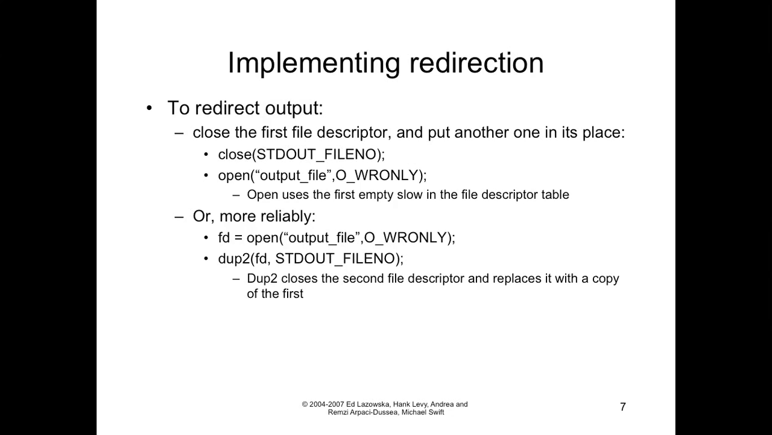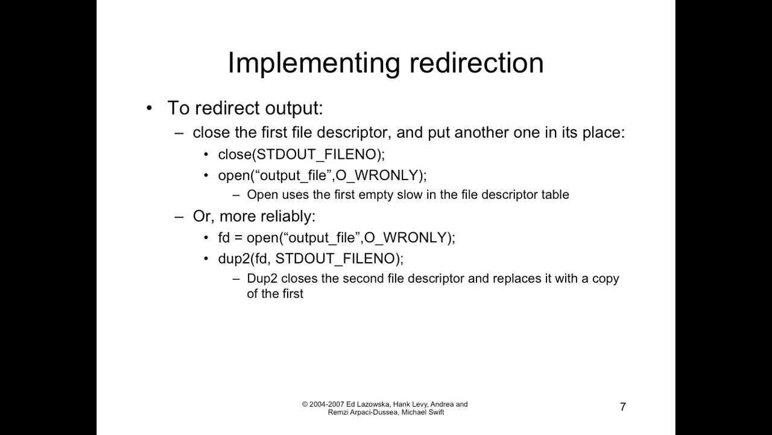So now we have a file descriptor that points to the file we want. The problem we have is this may not be file descriptor 1. This may not be the file descriptor that we closed, it might be some other file descriptor like 97. It turns out in older systems, if you closed a file descriptor and then opened a file, it would reuse the smallest available file descriptor. So this would almost always redirect standard output for you. But it's not that reliable.